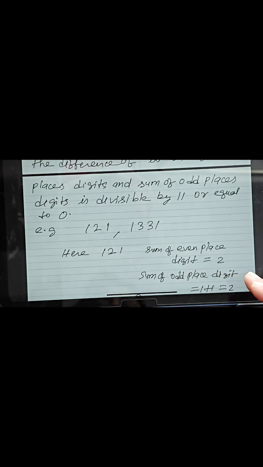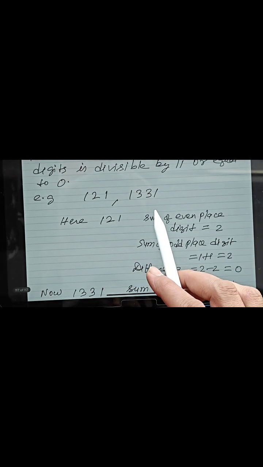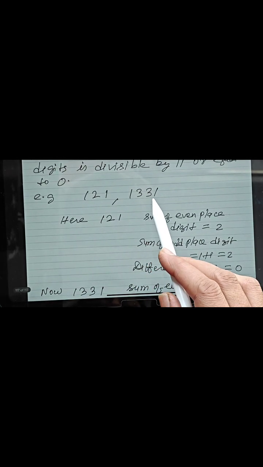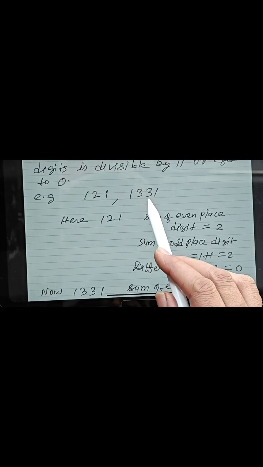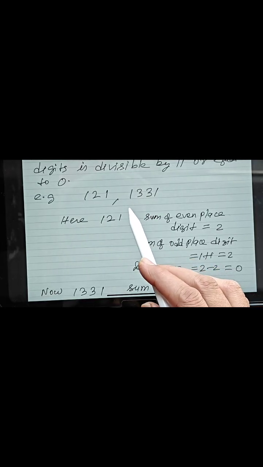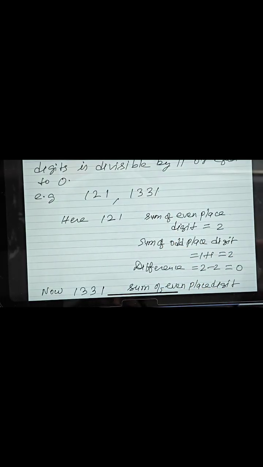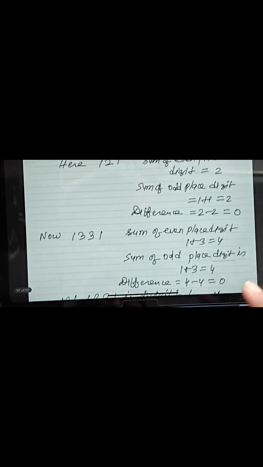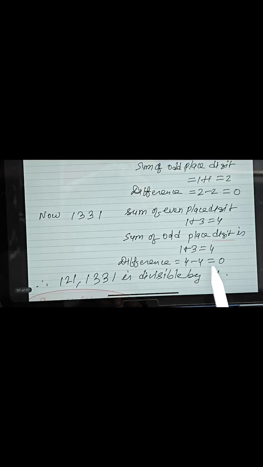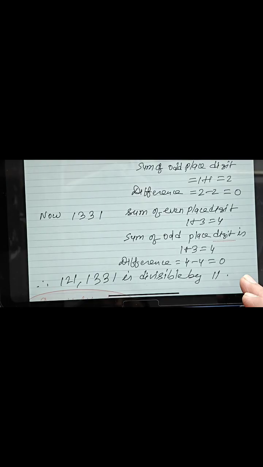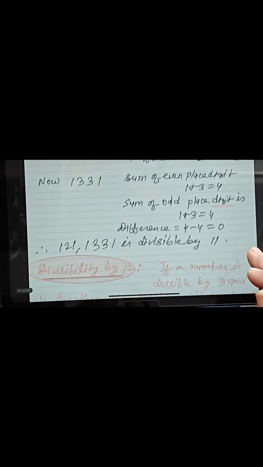Let us check for 11 with 1, 3, 3, 1. Here the sum of the even places means places 1, 2, 3, 4, so 3 plus 1, and the sum of the odd places, so this 3 and this 1. So 4 and 4. If you find the difference, 4 minus 4 is 0. So again it is divisible by 11. Okay. So this is the divisibility checking for 11.